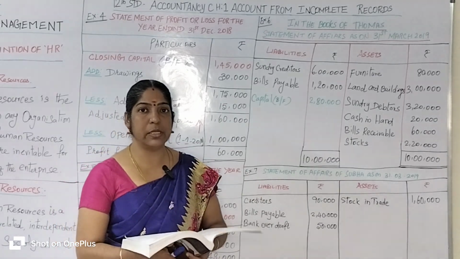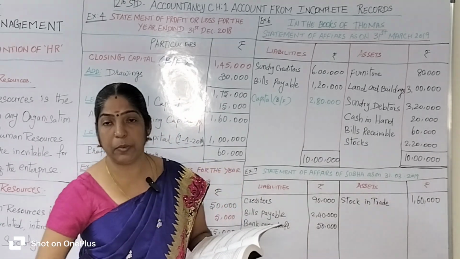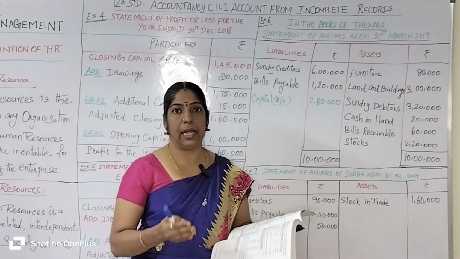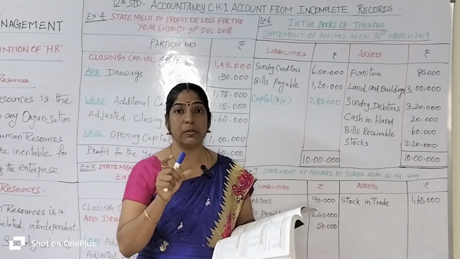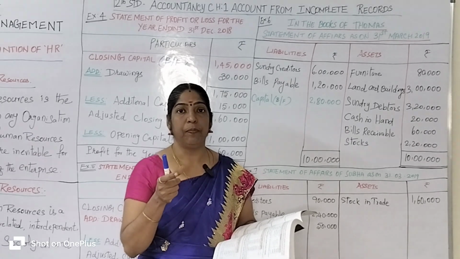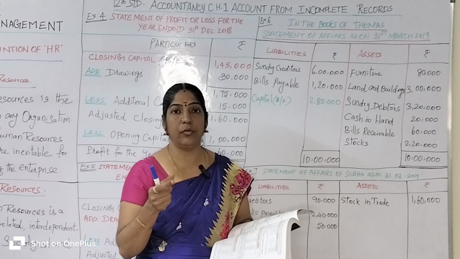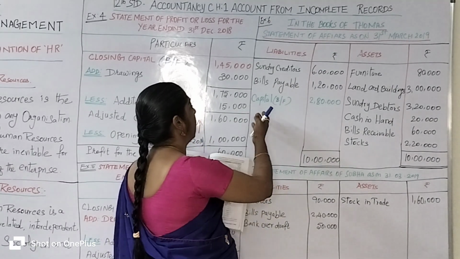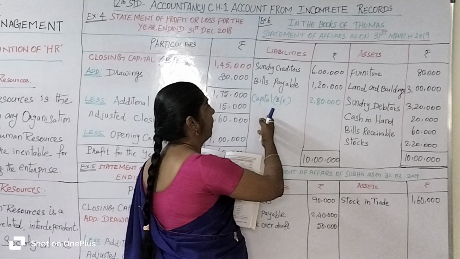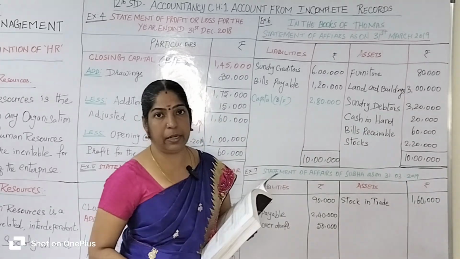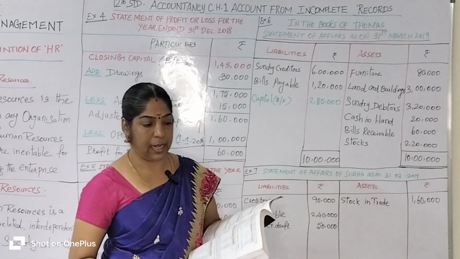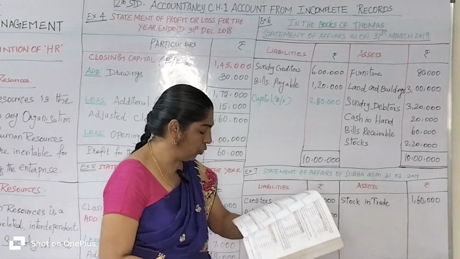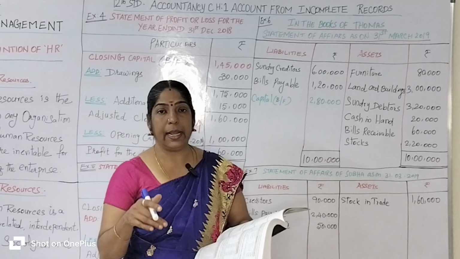What is meant by statement of affairs? The statement of affairs means they have given asset items and liability items. The difference between the assets and liabilities is the capital. So we are going to find out the capital from the difference between assets and liabilities. For that, first we are going to mark the given items.